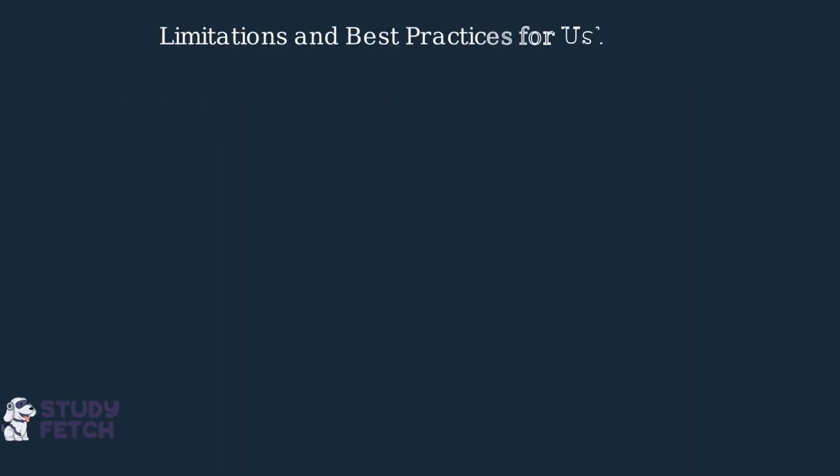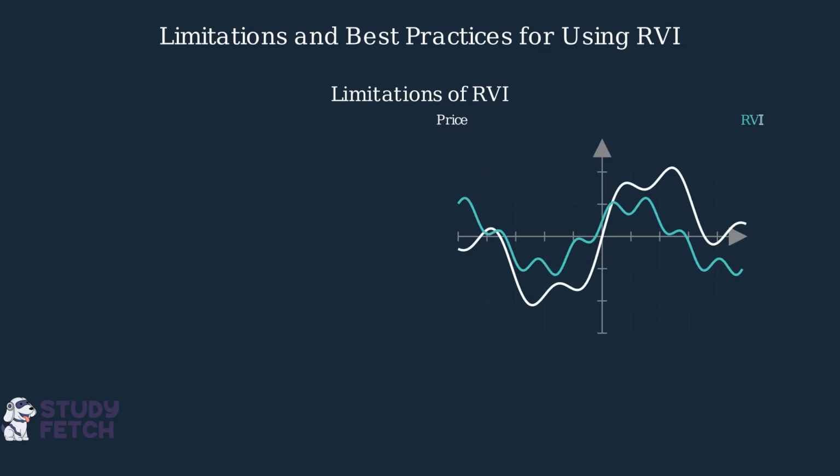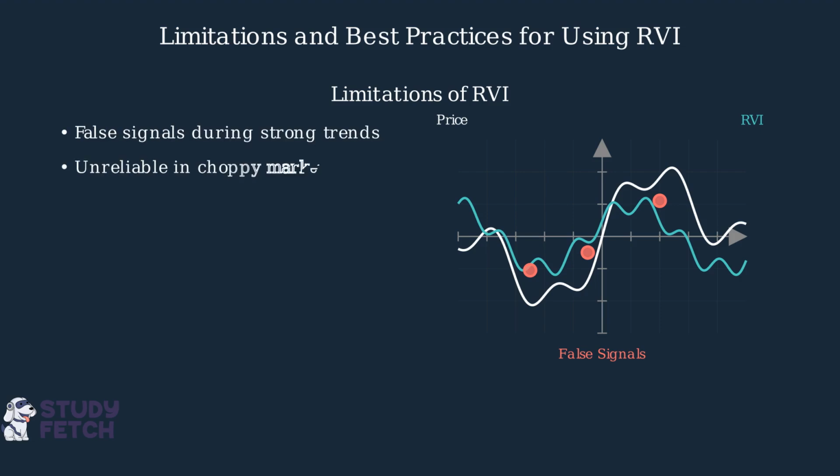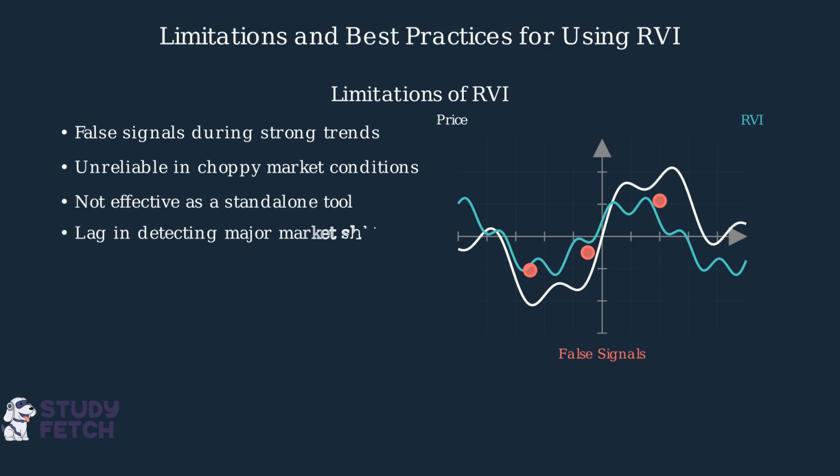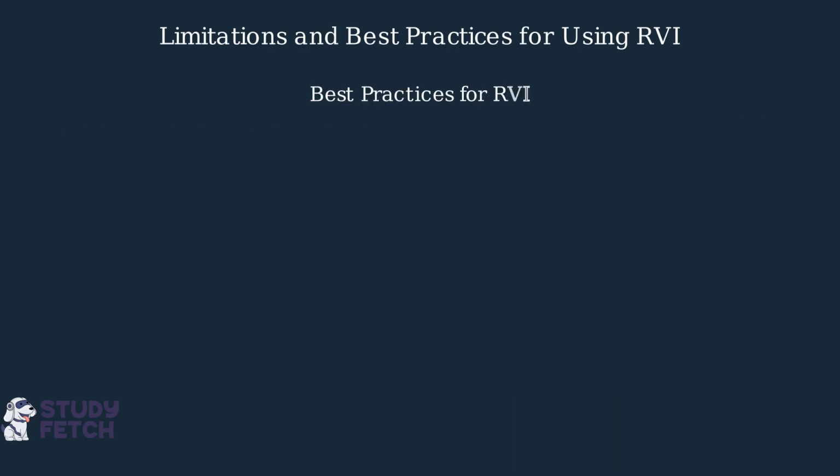While the Relative Volatility Index is a valuable tool, it has important limitations that traders must understand. RVI can generate false signals during strong trending markets, as the indicator may suggest reversals that don't materialize. In choppy market conditions, RVI becomes particularly unreliable, often producing conflicting signals. Like many oscillators, RVI has several key limitations that traders need to be aware of. It's not recommended to use RVI as a standalone tool, and it can lag in detecting major market shifts, especially when volatility changes gradually. To address these limitations, here are some best practices for using the Relative Volatility Index effectively.